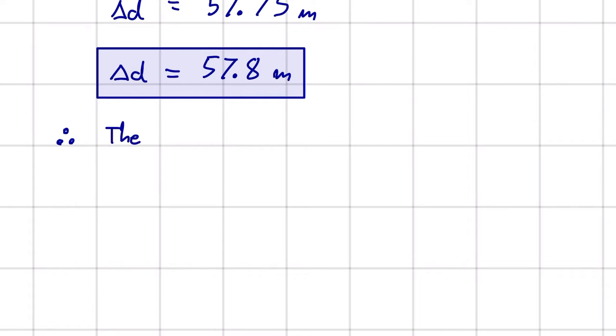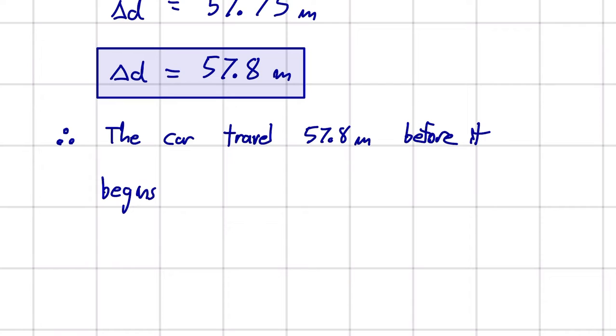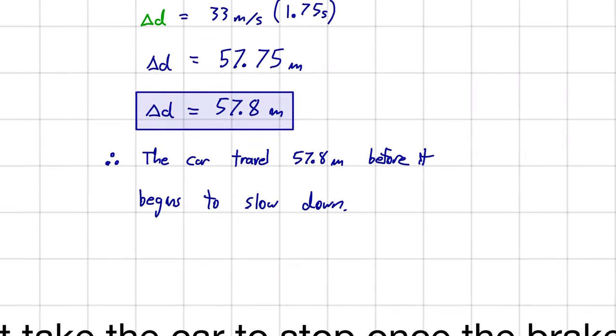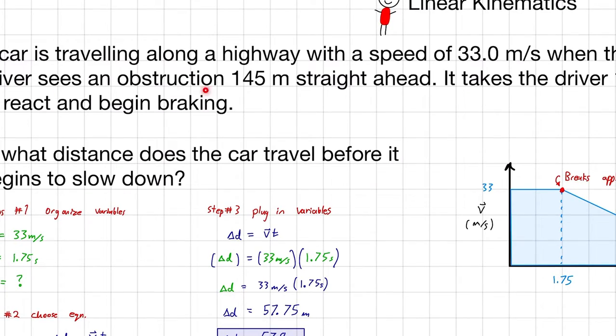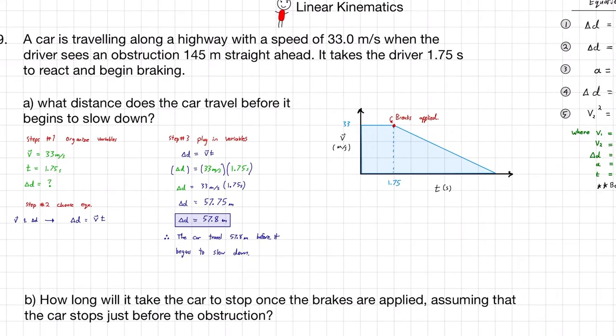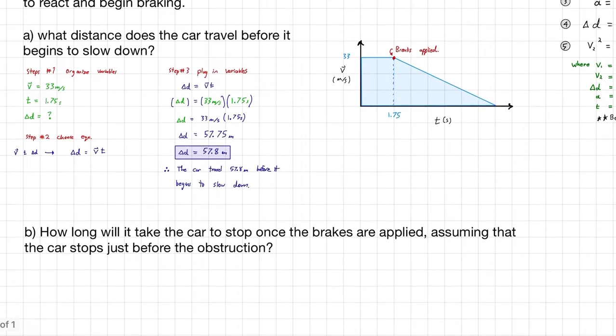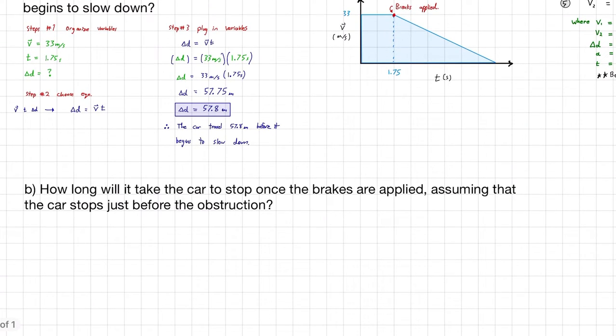So the car travels 57.8 meters before it begins to slow down, and that is 57.8 meters after the driver first sees the obstruction. All right, so that is part A. Let's move on now to part B.